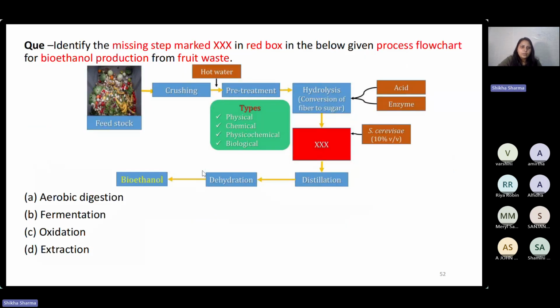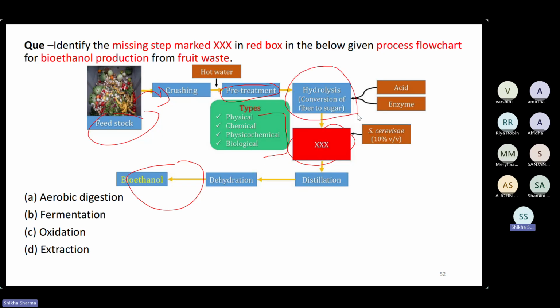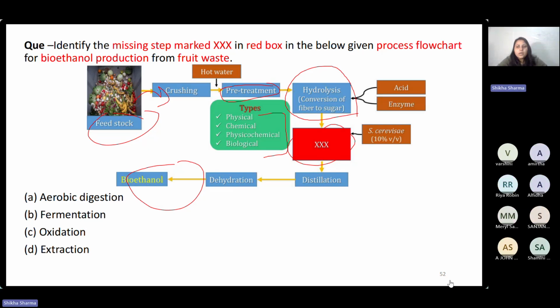Okay, let's discuss this question. There is a missing step in the process flowchart of bioethanol from fruit waste. The feedstock is crushed, hot water is added, and pre-treatments like physical, chemical, physicochemical and biochemical treatments are done. Then hydrolysis converts the fiber into sugars, by acid hydrolysis or enzymatic hydrolysis. Then Saccharomyces cerevisiae, 10%, is added for bioethanol production. We need to tell which step is missing here in red. Then distillation, dehydration, and finally bioethanol production.